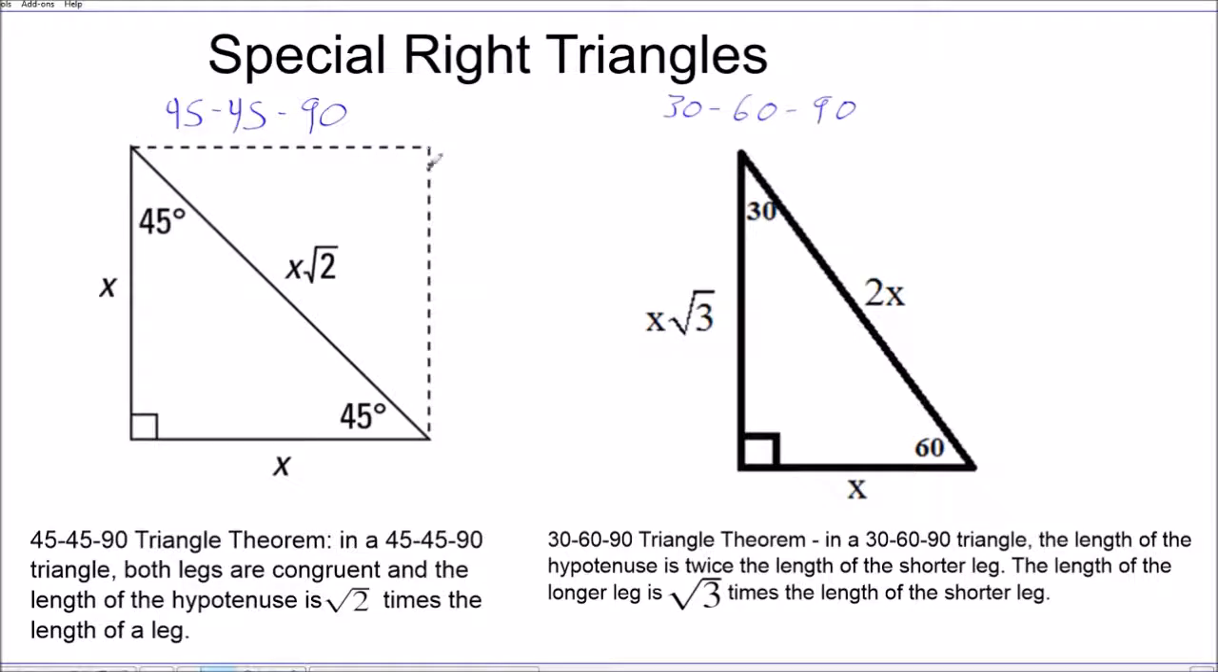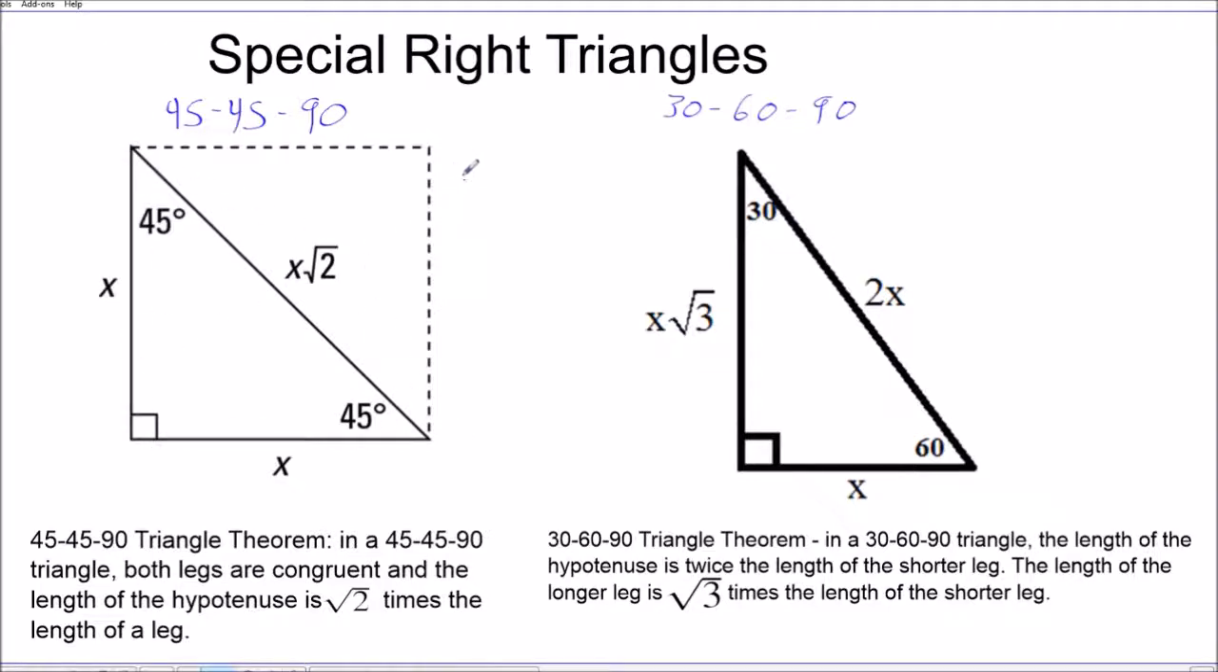Guys, look, this little guy right here is a square. And so if you've got x here and x there, remember, it's a square, so all the side lengths are the same, right? And then you have this line that goes down the middle. That's x root 2. Now let's talk about why that's the case. I want you to think about the Pythagorean Theorem.